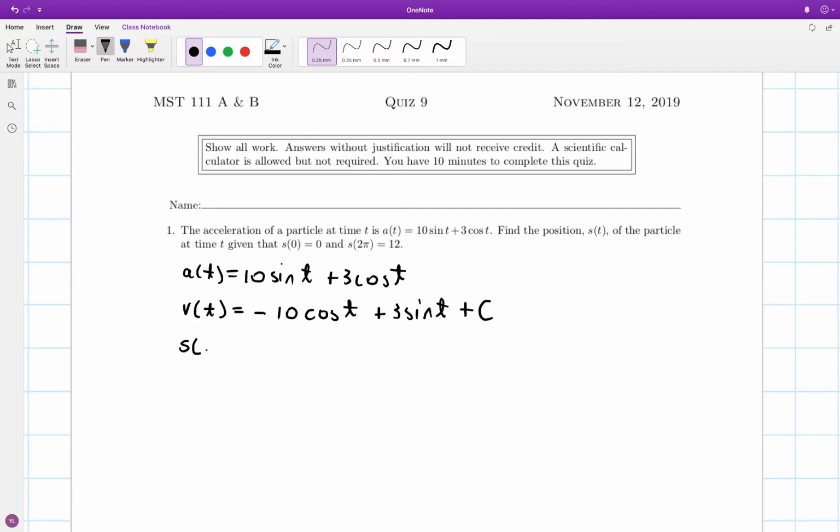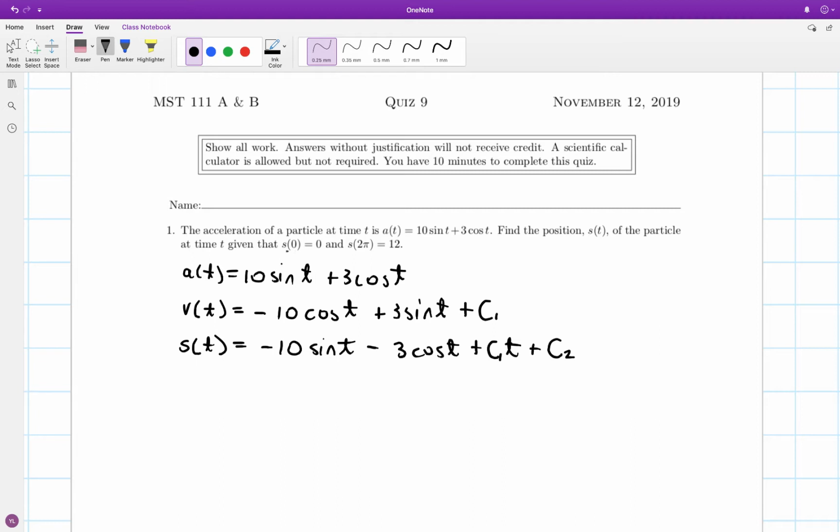The position, in turn, is going to be negative 10 sine t. That's because the antiderivative of cosine is positive sine. And negative 3 cosine t plus c times t, because the antiderivative of a constant is constant times t. And of course, I need to add a constant here, because again, any antiderivative produces a constant. So since I have two constants in play, I'm going to call this one C1 and that one C2.